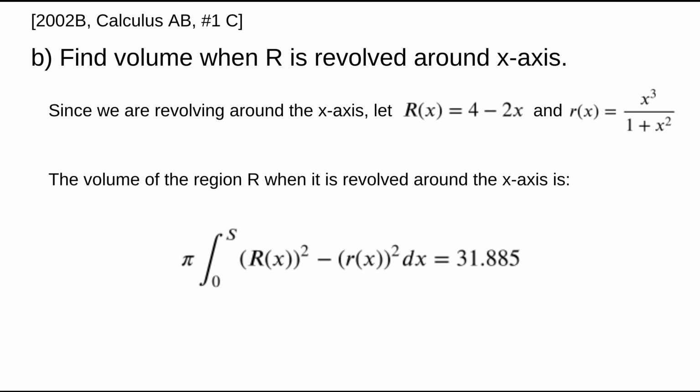31.885. One thing I do want to point out is if you define your big radius function R and your little radius function r in your work, you can write the integral in terms of big R and little r. If you don't do that, then you shouldn't be writing it in terms of big R and little r, since the reader will have no idea what you're talking about. But because we did define this, I can write this integral a little bit more briefly using those names instead of the actual functions.